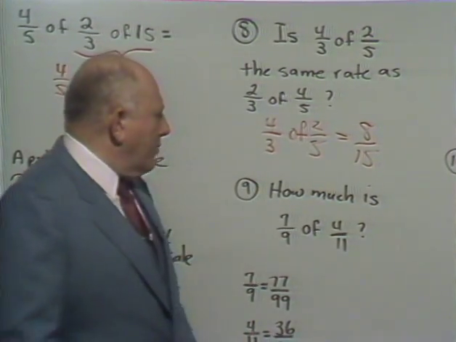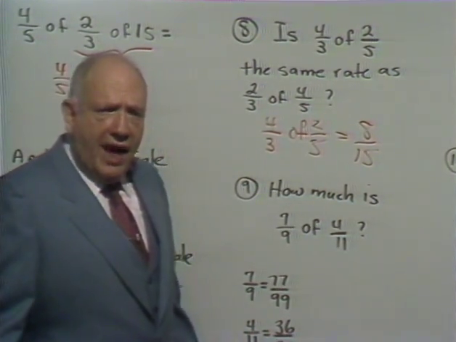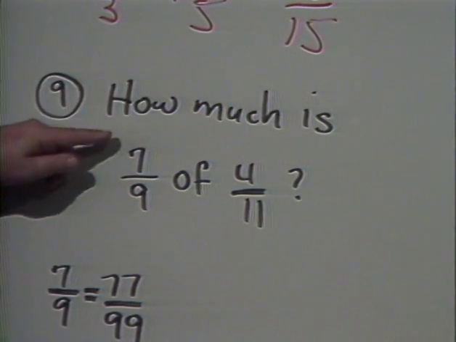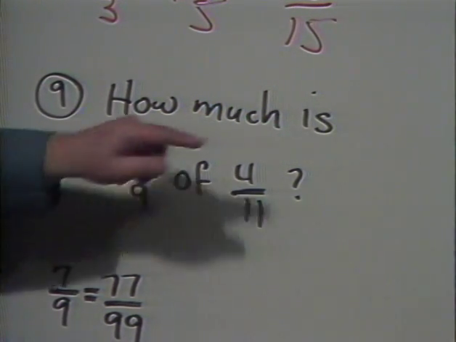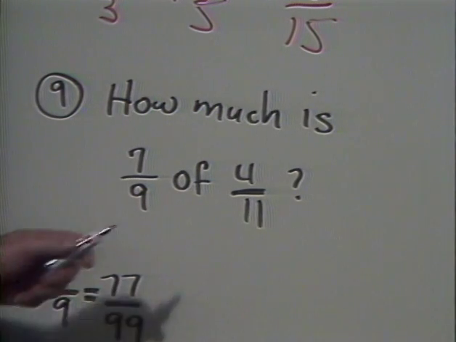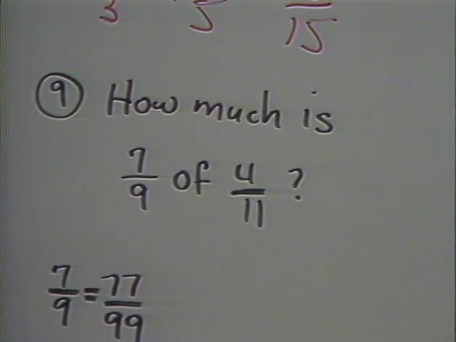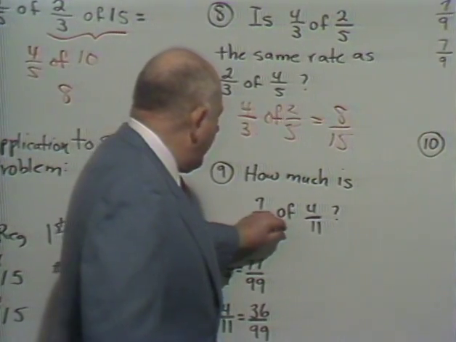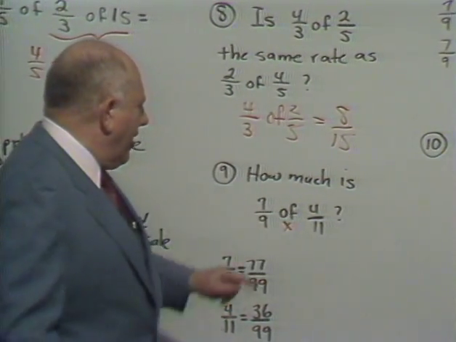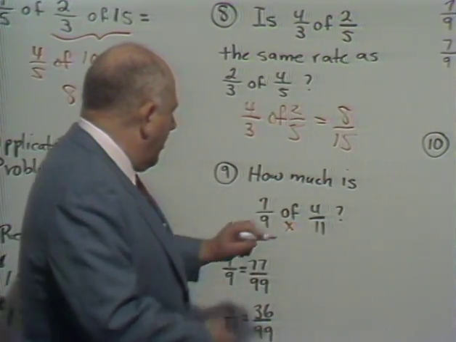Let's just practice one more problem just for the heck of it and see how it works. This says, how much is 7/9 of 4/11? And I will work this out in more detail later. I just want to see if you know how to do this problem mechanically first. Whenever you see "of," think of it as a times sign. 7 times 4 is 28.